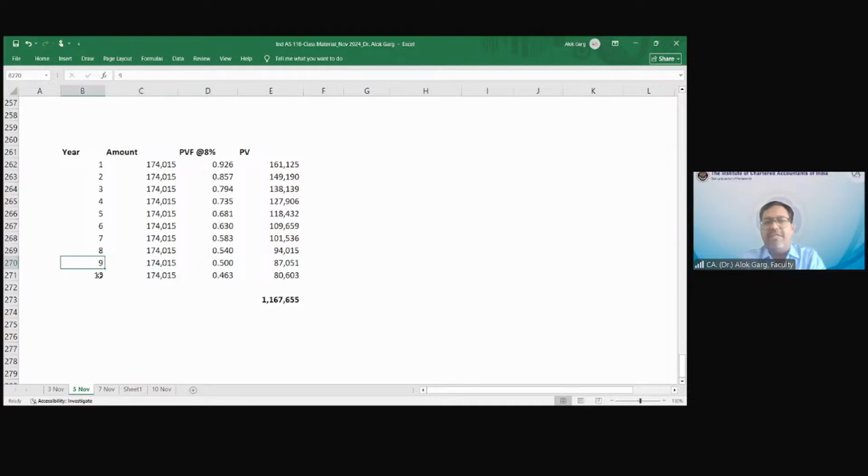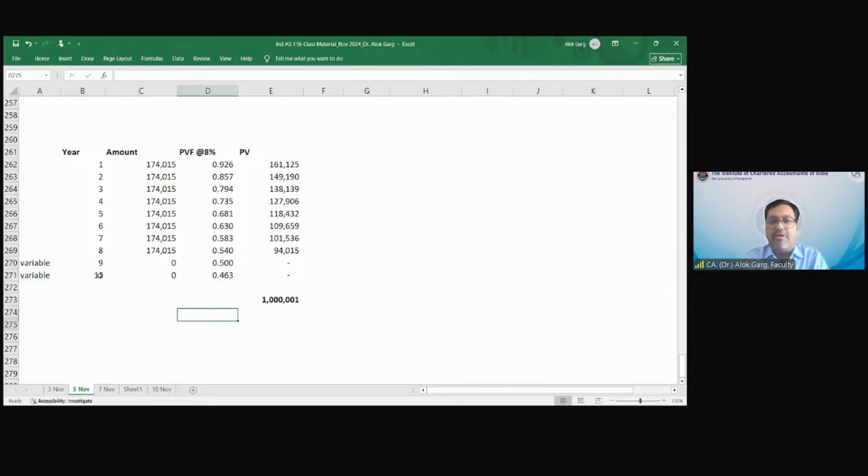Is it for 10 years or 8 years? Is the fixed payment for 10 years or 8 years? 8 years. Okay, 10 lakh rupees, because in the 9th and 10th year there is no fixed payment. There is a variable payment.